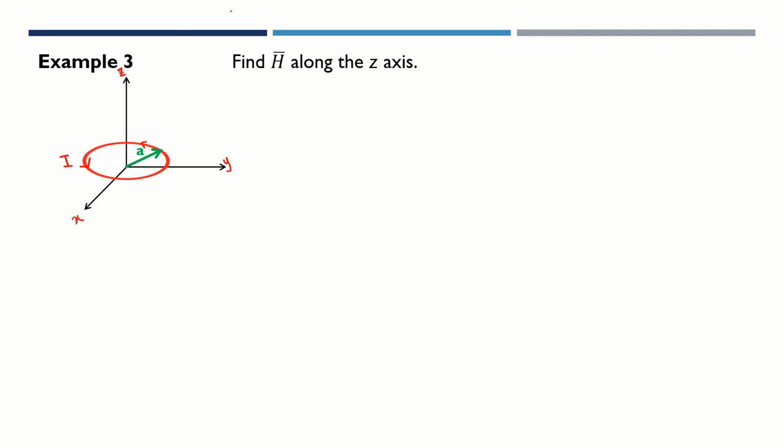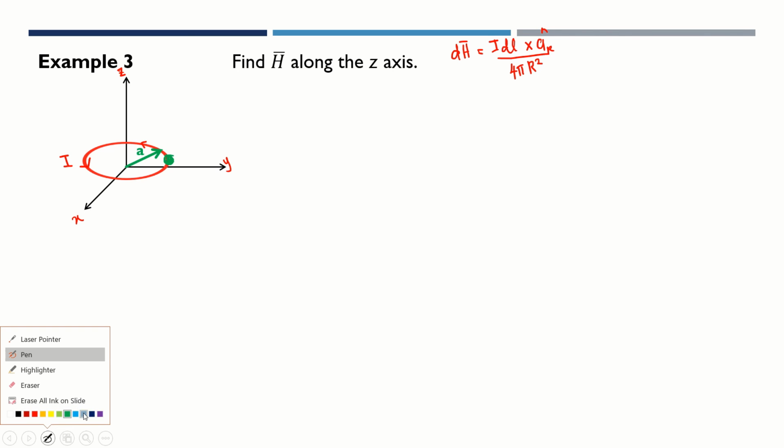We're going to use the same formula, Biot-Savart's formula: dH equals I dL multiplied by aR over 4 pi r squared. From the diagram, first of all you need to identify the I dL. To know the I dL, you should take a sample. Let's assume your sample is located at this part, and your location of H is located here. Your location of H must be along the z-axis, any point as long as it lies on the z-axis.